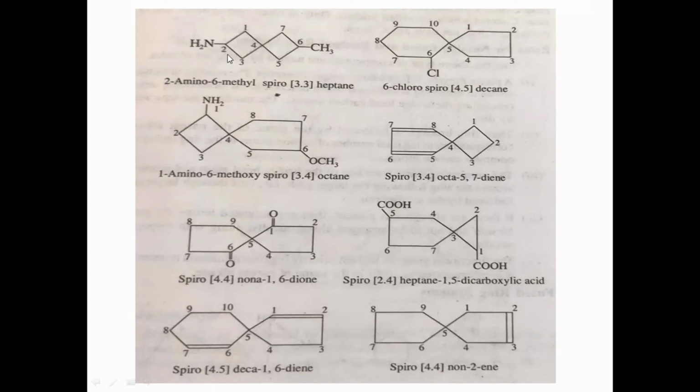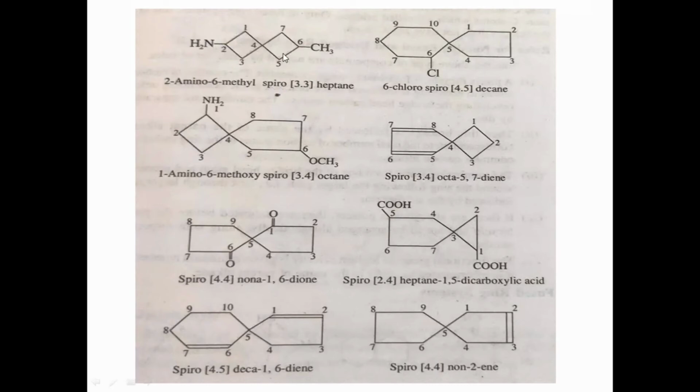Now if the substituents are present, then you have to write the substituent's name first, and then you have to write the name. So here, at the second number, there is an amino group. So you will write it as 2-amino, that is, hyphen 6-methyl Spiro.